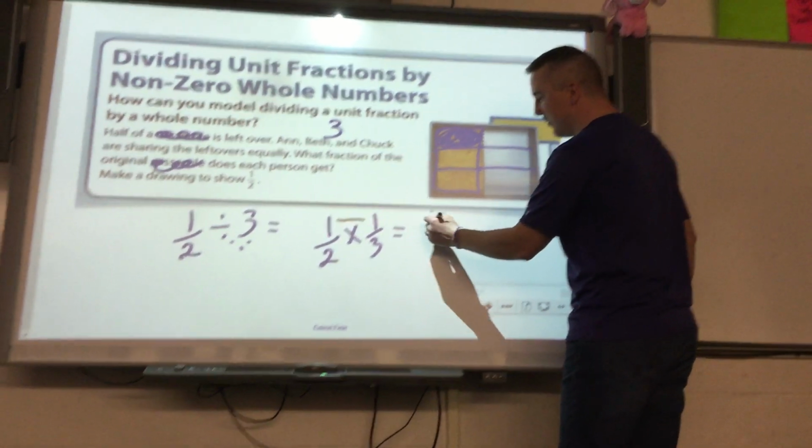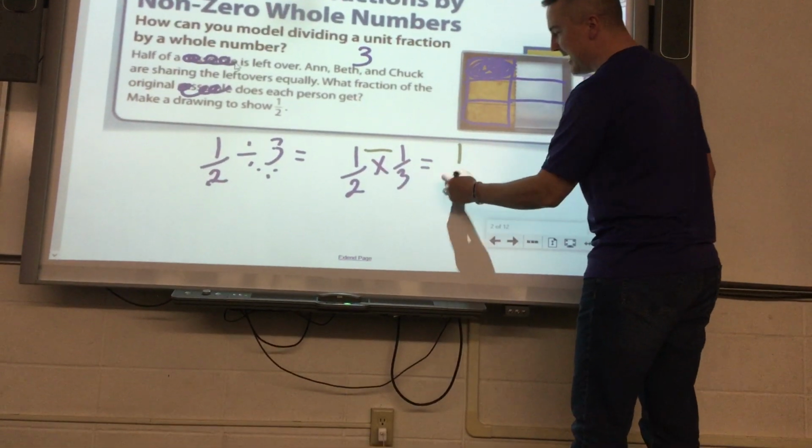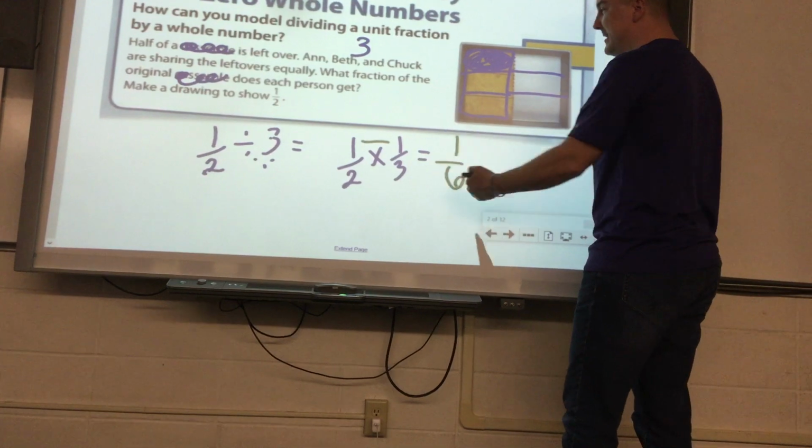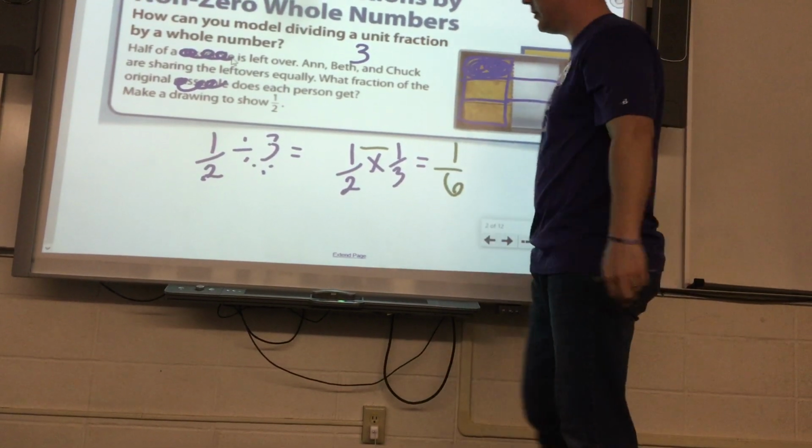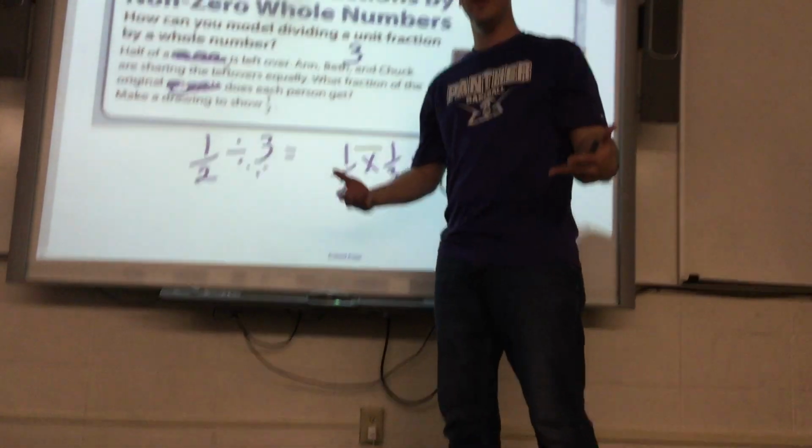1 times 1, 1. 2 times 3, I get 6. 1/6. 1/6 of the original hot dish that they had here.